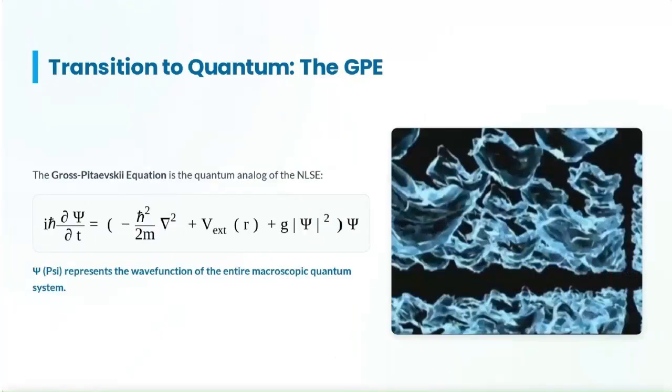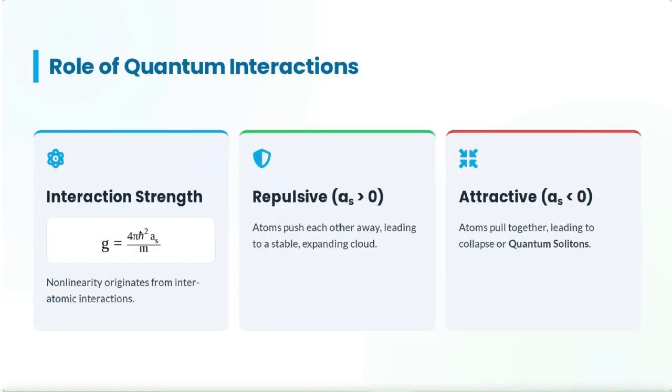The nonlinear Schrödinger equation also appears in quantum physics. In Bose-Einstein condensates, it takes the form of the Gross-Pitaevskii equation. Here, the wave function describes an entire quantum fluid rather than a single particle. At extremely low temperatures, many atoms behave collectively as one macroscopic quantum wave. The nonlinear term in this equation comes directly from interactions between atoms.